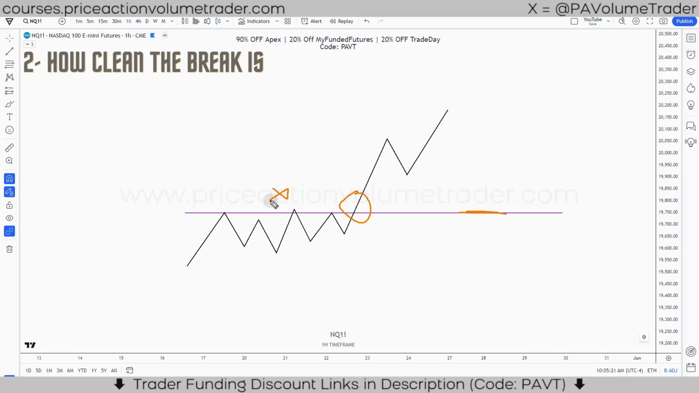And as we know, a level that has heavy resistance, in this case, breaks and comes back from the top, we would want to see some support from the other side.